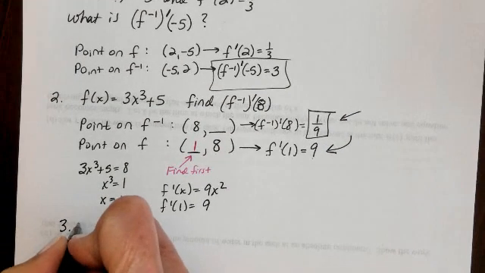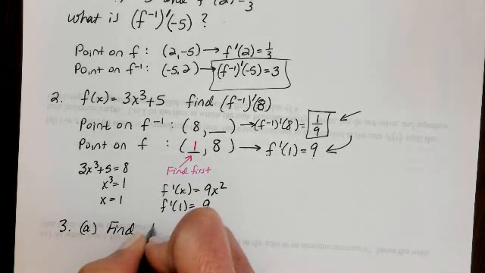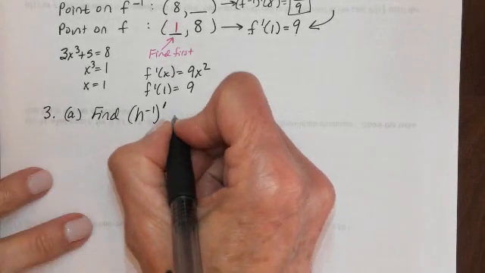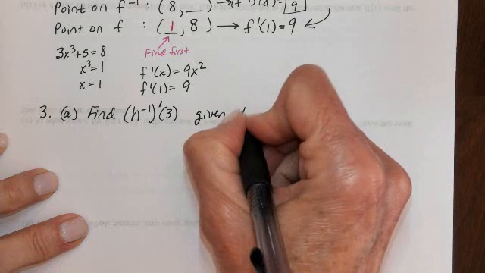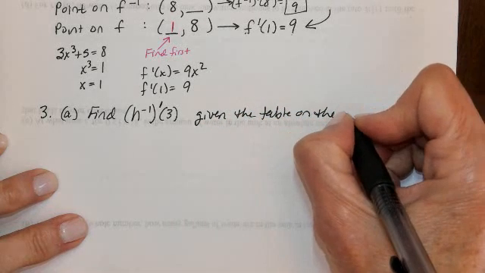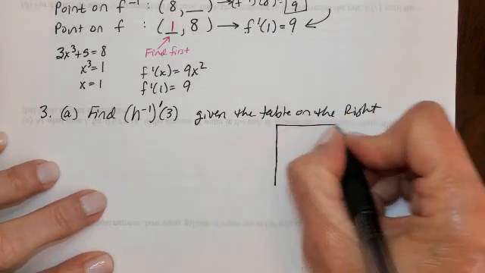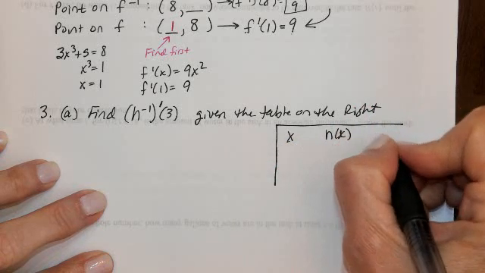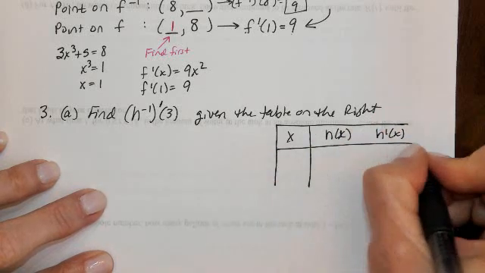Number 3, part A. Find the derivative of h inverse at 3 given the table on the right. Okay, here's the table. x, h prime of x.